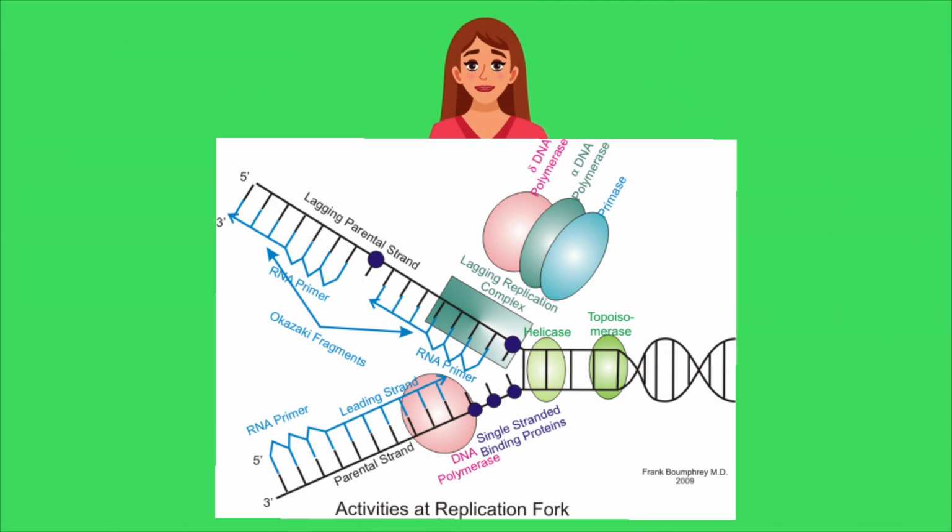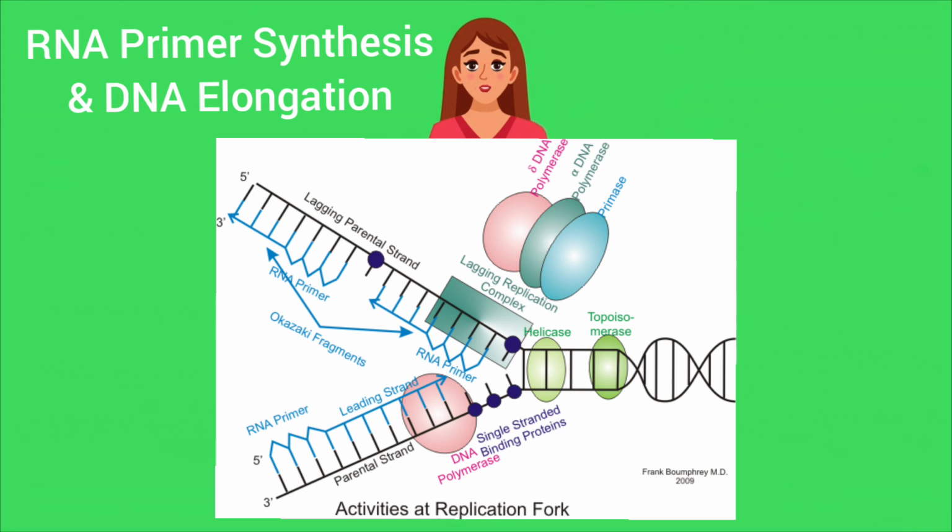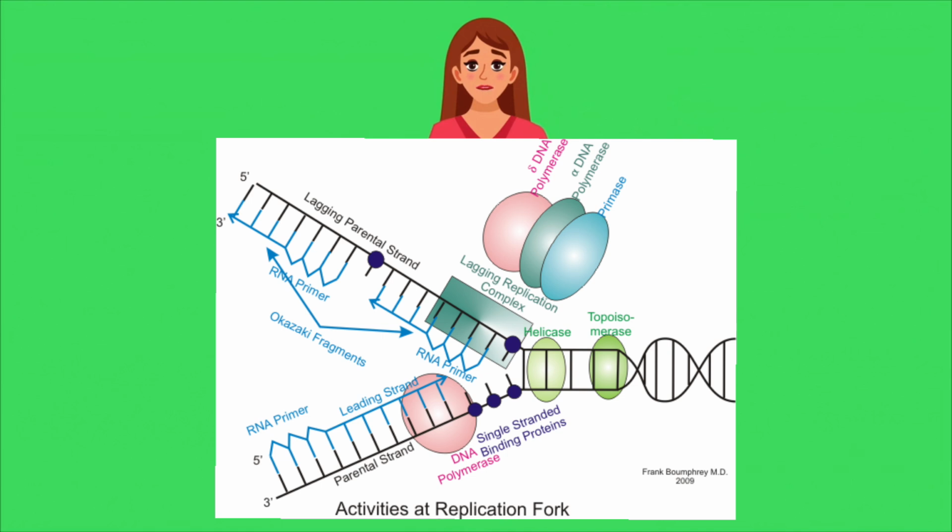Next is the third step, RNA primer synthesis and DNA elongation. DNA polymerase cannot start a new strand of DNA on its own. It requires a primer. The enzyme primase synthesizes short RNA primers on the single-stranded template DNA. These primers provide the 3-hydroxyl group required by DNA polymerase to begin adding nucleotides. In prokaryotes, DNA polymerase III is the primary enzyme responsible for synthesizing the new DNA strand, while in eukaryotes, DNA polymerase delta and DNA polymerase epsilon perform this task.